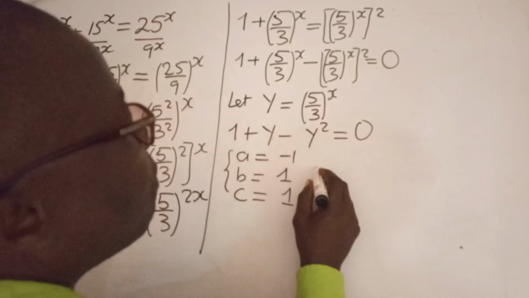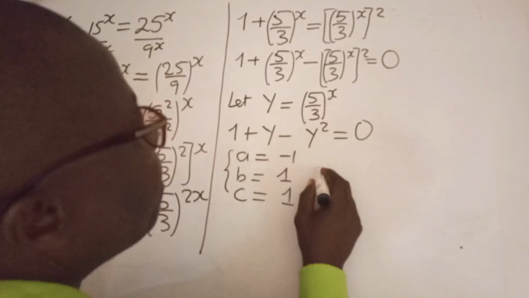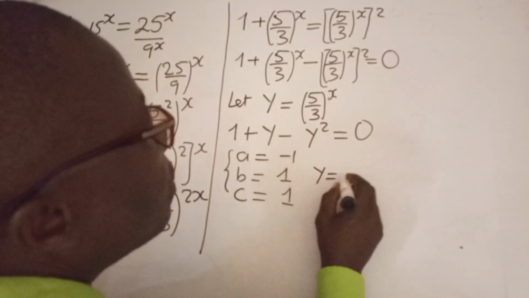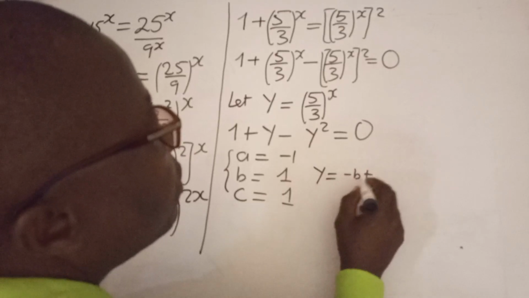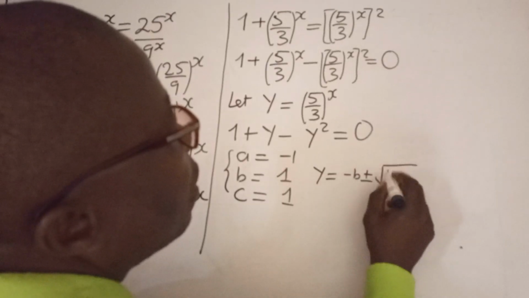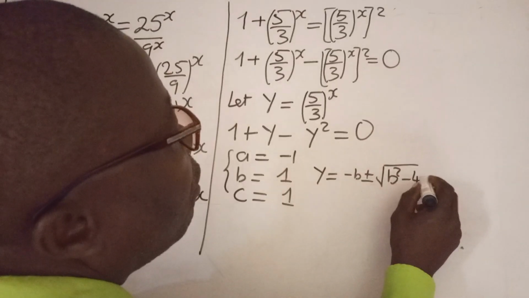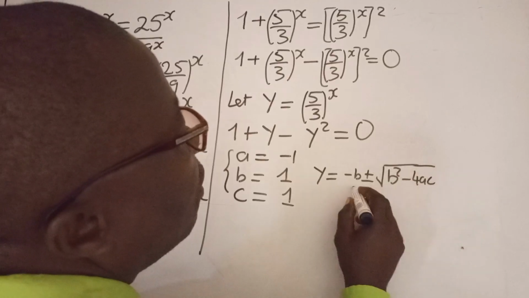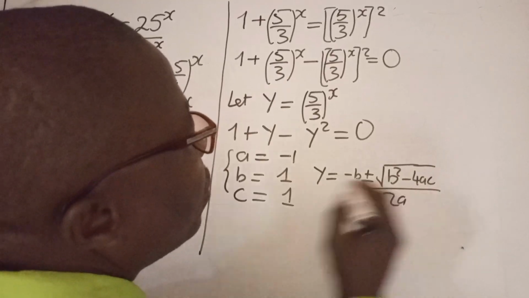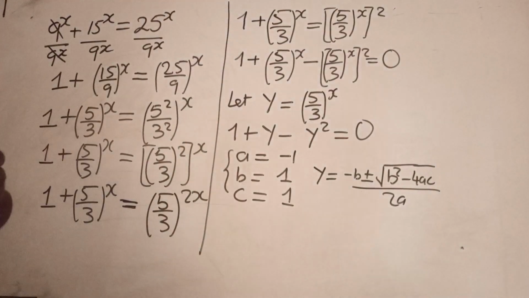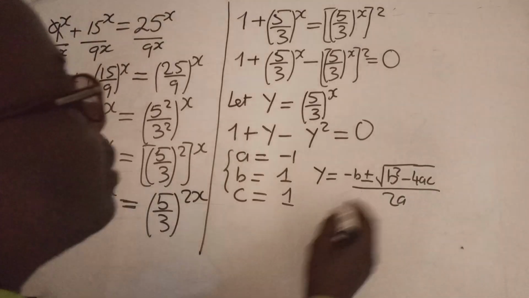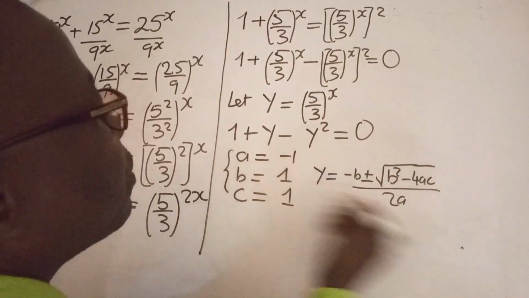Remember here is in terms of y. So we say y is equal to minus b plus or minus the root of b squared minus 4ac, all of that divided by 2a when we apply the quadratic formula. Okay, so let's go ahead and put in this information here.